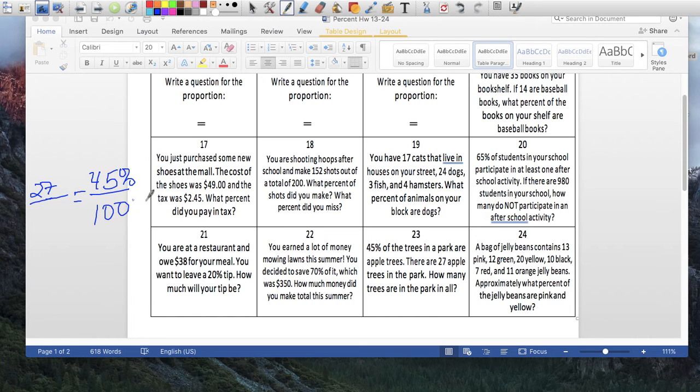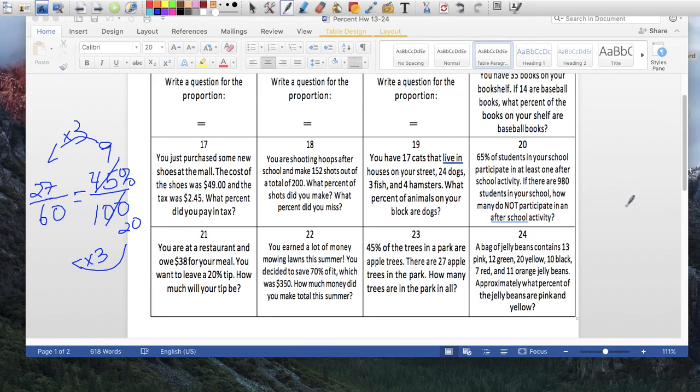Is there a relationship? Let's see. Divide 45 by 5, it gives me 9. Divide 100 by 5 gives you 20. Now is there a relationship? Yes, times 3. And this will be times 3. So there were 60 trees in this park, of which 27 of them are apple trees.